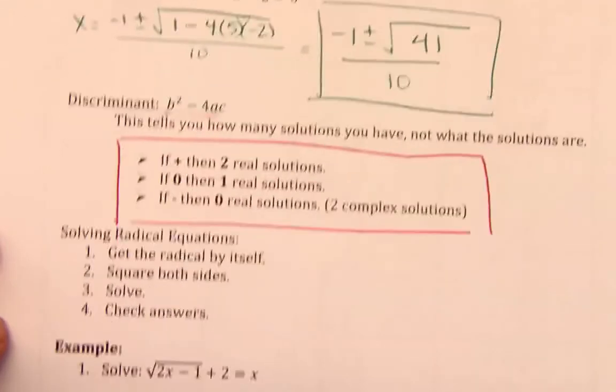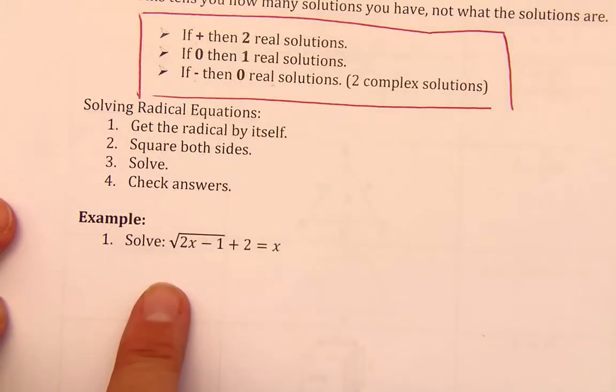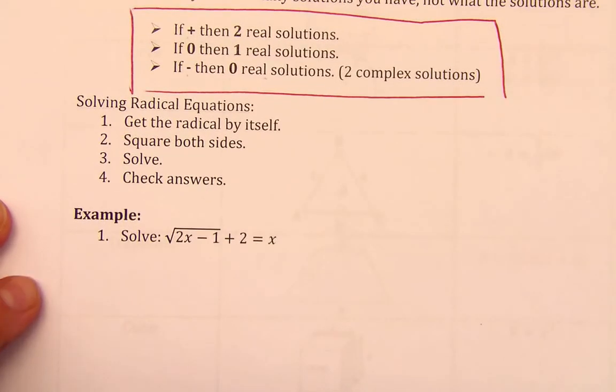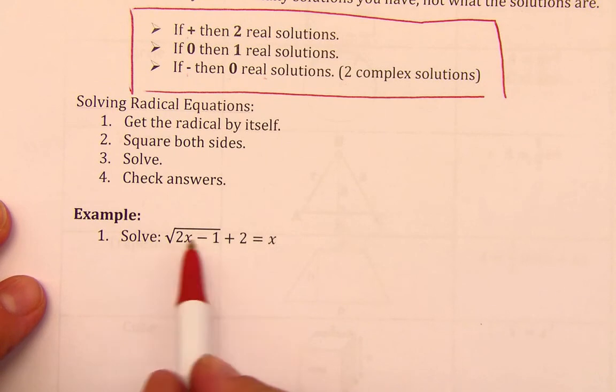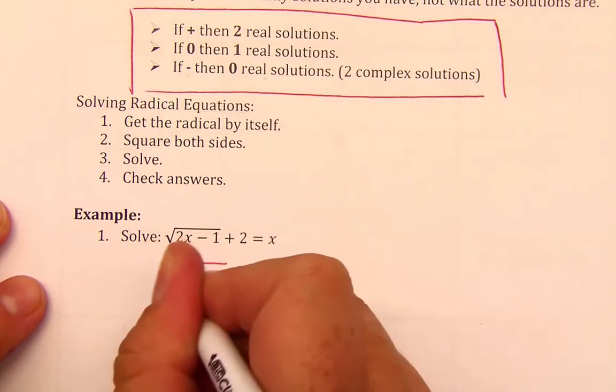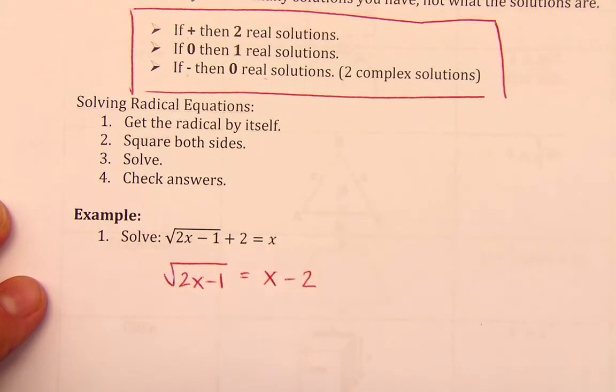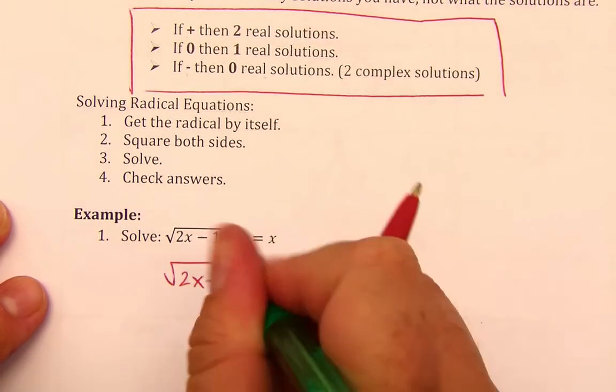Okay? Now, an example of solving radical equations, if we have something like what we see right here, I want to try and solve this. And the first thing I need to do is get the radical by itself. So subtracting 2, I have root 2x minus 1 equals x minus 2. And then I want to square both sides.